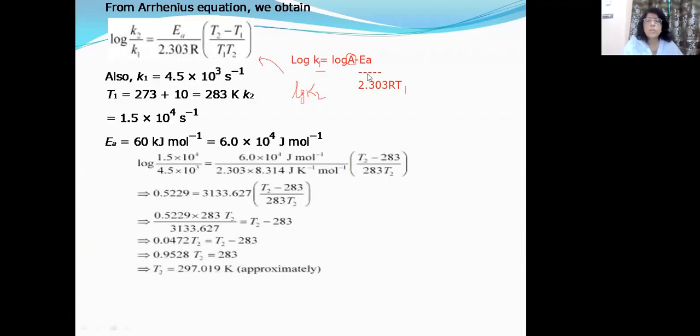Now it is easy. We can put in the values of the different variables which are given to us. And what we have to calculate? We have to calculate just T2. All the values we have: T1, EA, K1 and K2 at the two temperatures. Now we'll put in all these values and can easily calculate the value of T2 from here. I don't think you have any problem in calculating these. Similar questions are also given in the NCERT, which you have to solve.